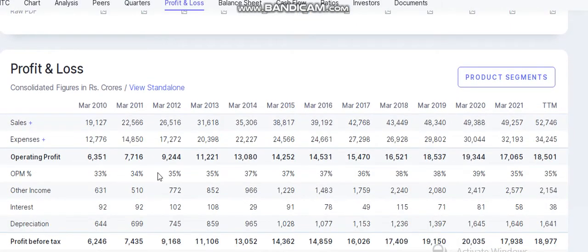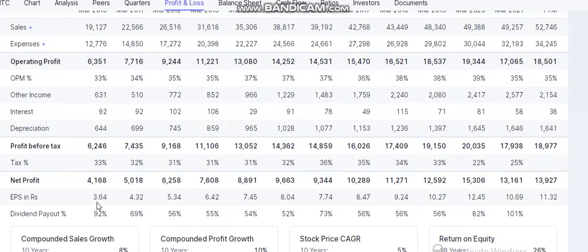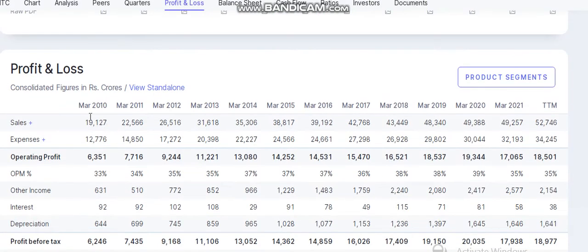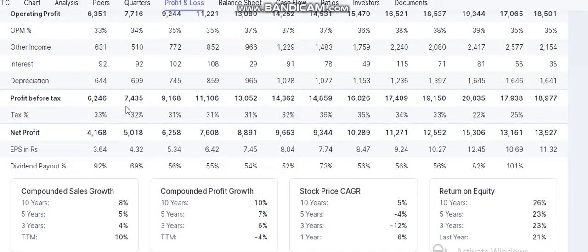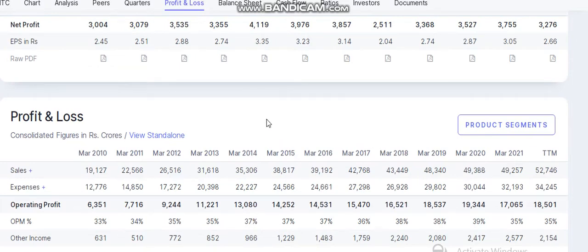Now the profit and loss statement, amounts in crores. In March 2010 you can see net profit 4,168, and now in March 2021, the net profit is 13,161. It is completely high. What is the EPS in rupees? 3.64 and 10.69. It is totally good. Dividend payout ratio 92% then, now 101%. So if we see the profit and loss account, it is completely good.